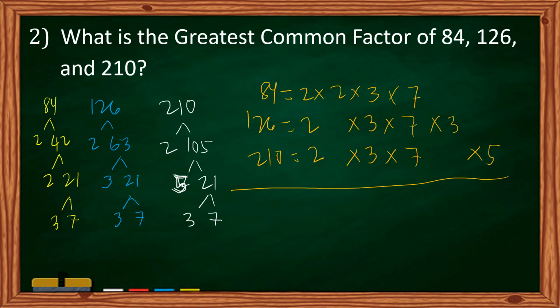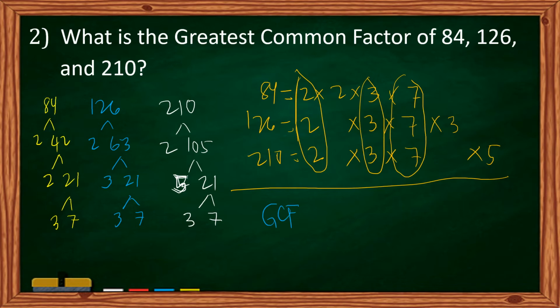Then, we get the common factors. So, ito. Siya. Then, you are given 3. Then, you are given 7. So, therefore, your greatest common factor is 2 times 3 times 7, which is 42. So, therefore, this is your final answer.